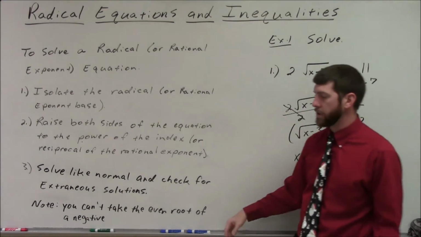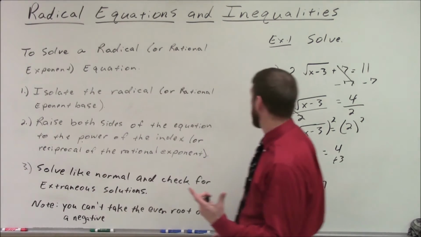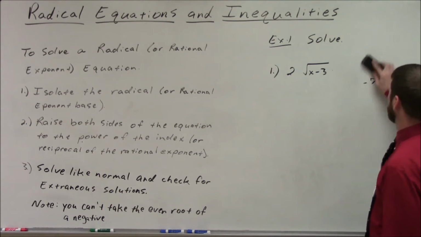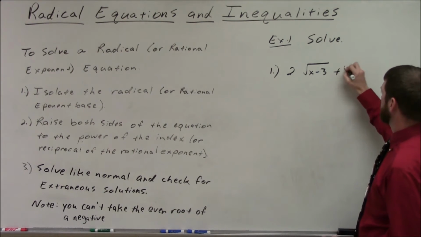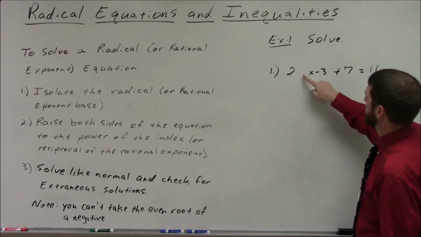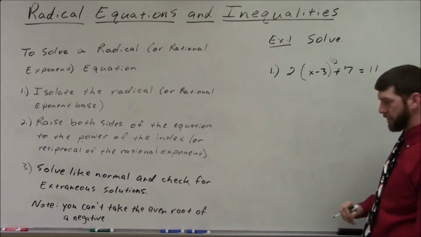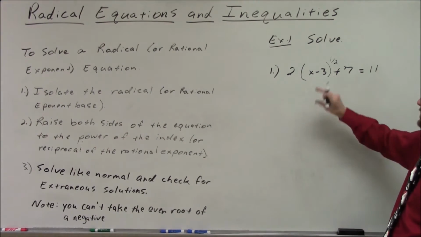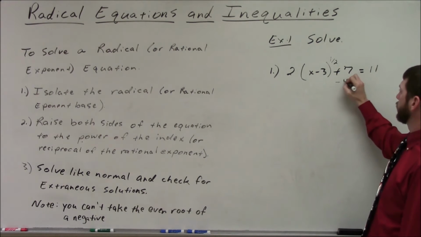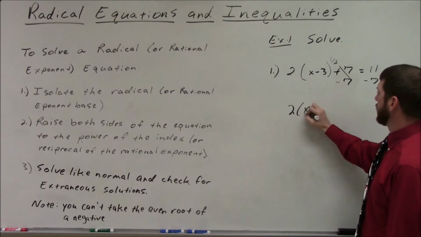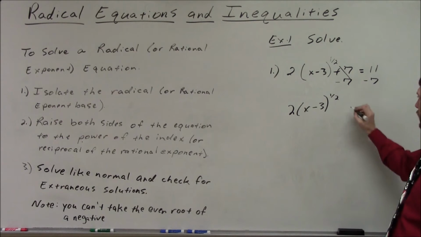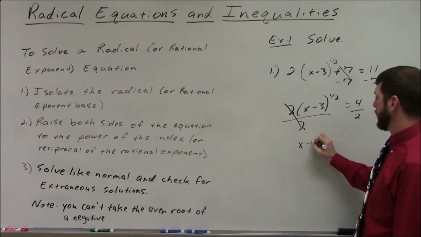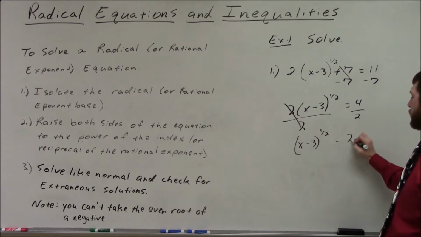Well, let's look at this as if it had not been square root, but instead had been a rational exponent. So if we went through the same equation, plus 7 equals 11, and instead of it being square root, it was 1/2 power. Let's go through and look at it that way. So we're going to isolate the rational exponent base. I'm going to isolate the x minus 3. So again, move the 7. 2 times x minus 3 to the 1/2 equals 4. Again, optional at this point, but I'm going to divide by the 2. X minus 3 to the 1/2 equals 2.